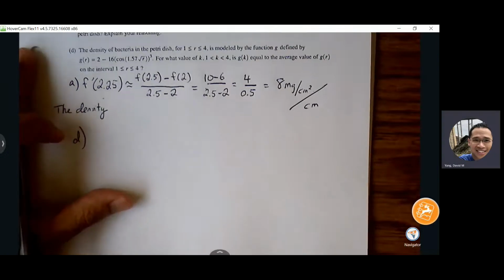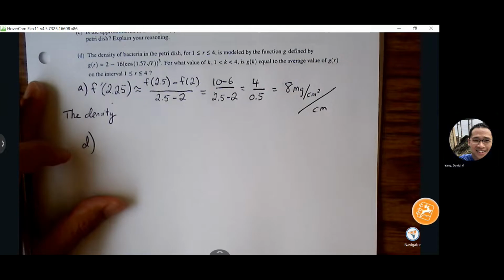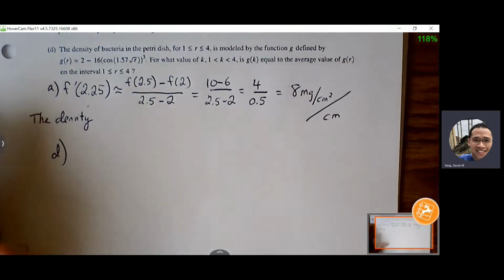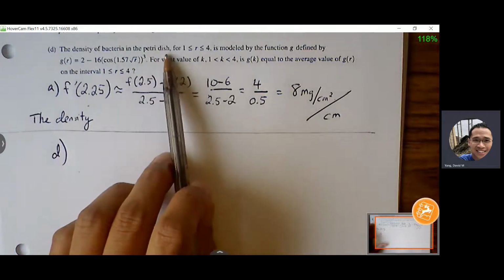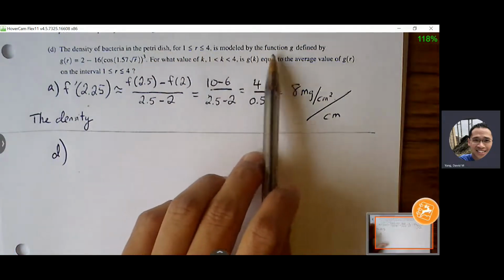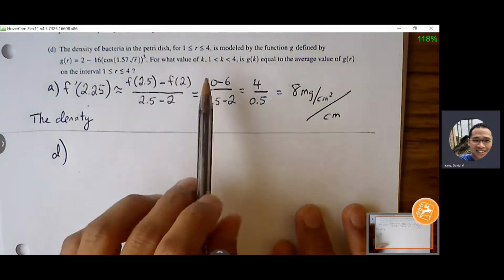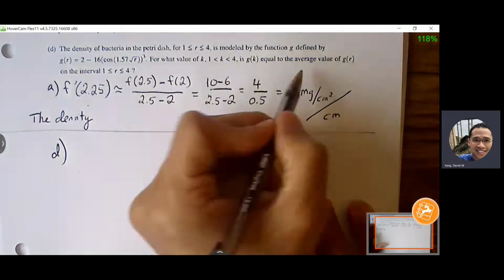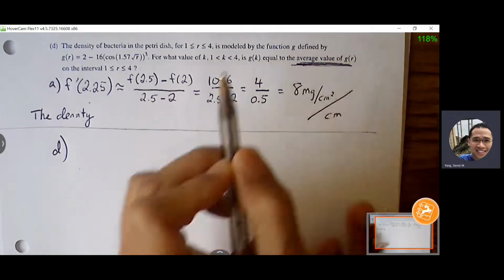Okay, part D. The density of bacteria in the petri dish between 1 and 4 is modeled by the function g, defined by g of r. For what values of k between 1 and 4 is g of k equal to the average value of g of r? So that's the key word. That's where we're going to start.